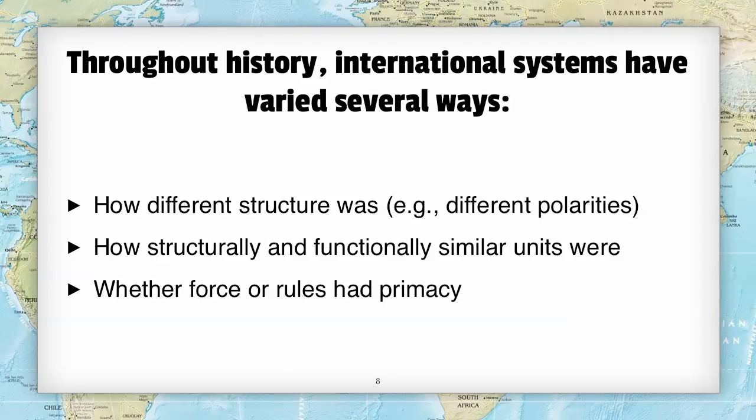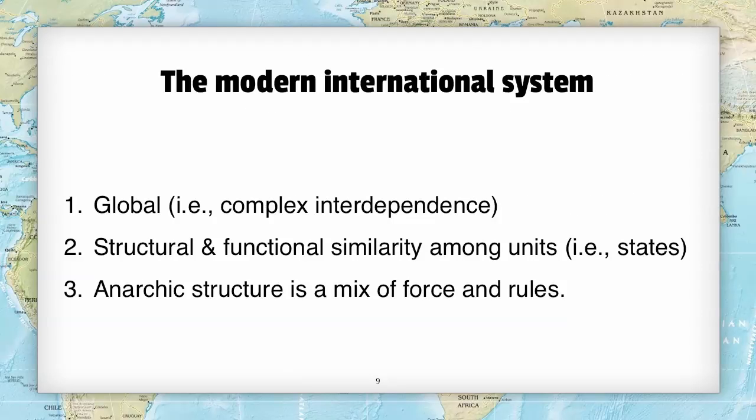the major language, and again, it's not 100%. There's always a little bit of force, a little bit of rules, but in the end, there are systems that are defined as being more anarchical than others. And this thing gets us to where we are today.